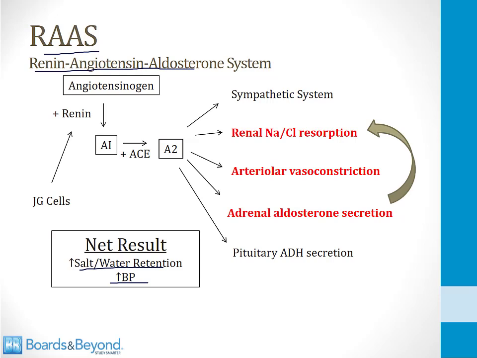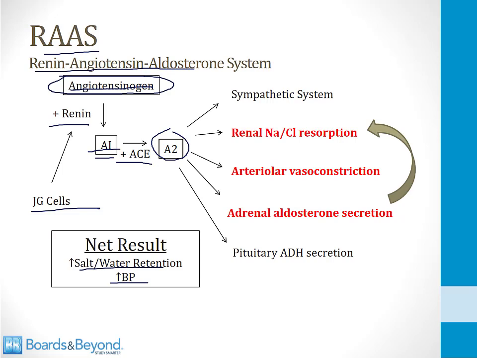The way the system works is that JG cells release renin, which then converts angiotensinogen into angiotensin 1. Angiotensinogen is a substance constitutively produced by the liver. It can be found in the plasma, and when it encounters renin, it is converted into angiotensin 1. In the lungs, there is an enzyme called angiotensin converting enzyme, or ACE, which can convert angiotensin 1 to angiotensin 2. And then angiotensin 2 is the workhorse of the RAS.